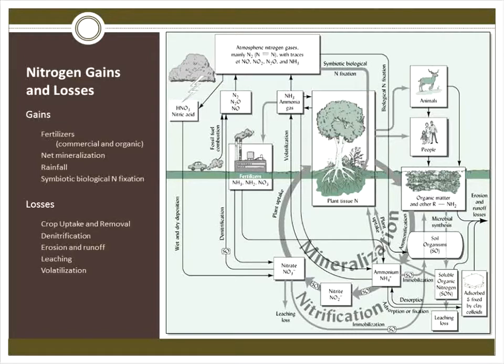Denitrification is the second loss process. Erosion and runoff are a third process. Leaching, which is very, very important in our particular climate, where we have a very humid environment, is extremely important. And last but not least, volatilization.